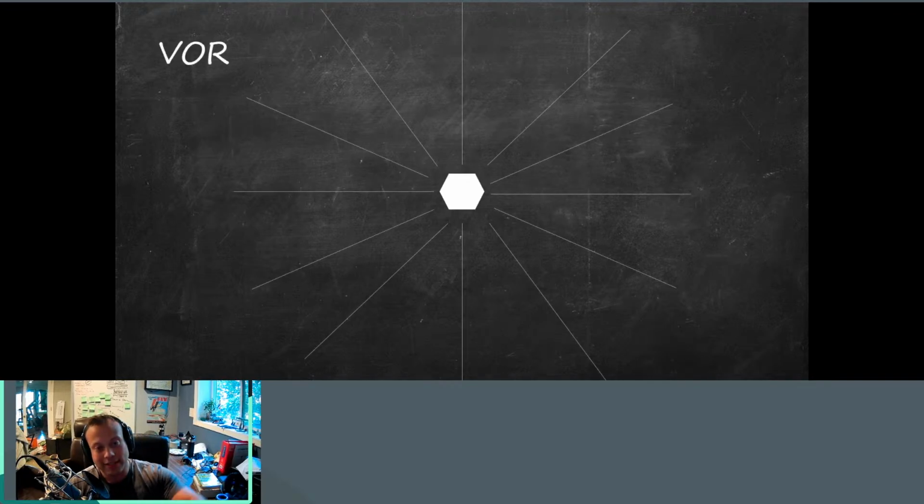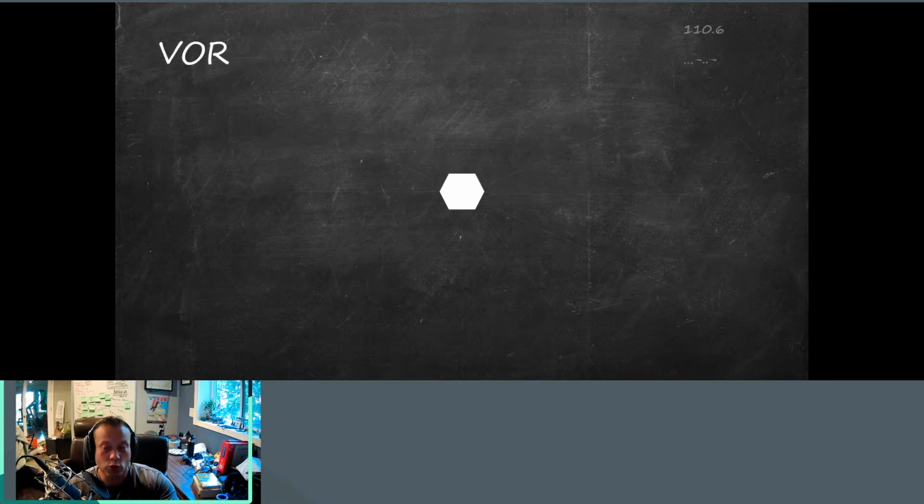Now here's our VOR station. It sends out radials in all directions. Now what we do is we tune to the frequency stated on the chart and listen to the Morse code identifier. If we hear that Morse code identifier, it tells us the station is active and we can use it for navigation.